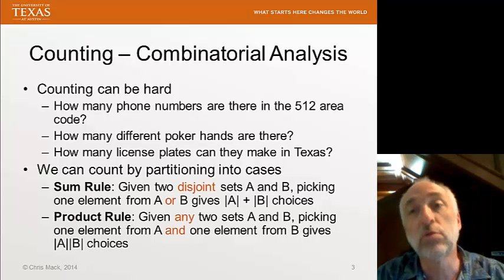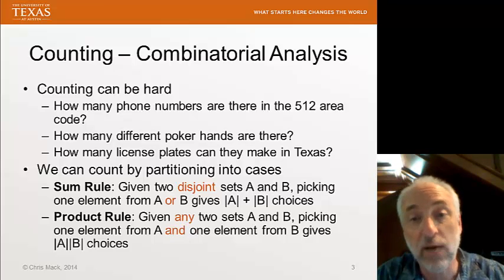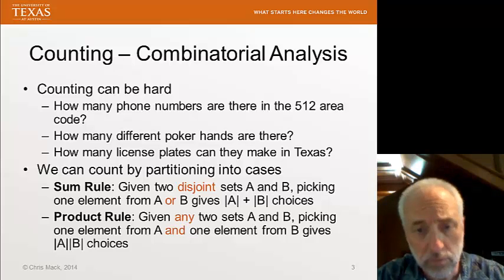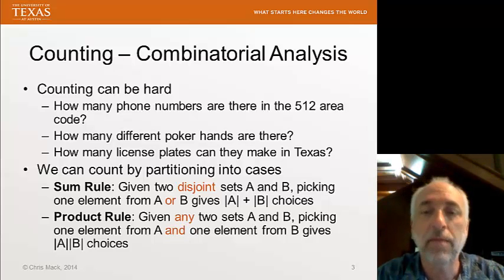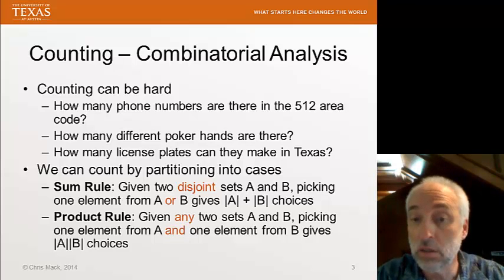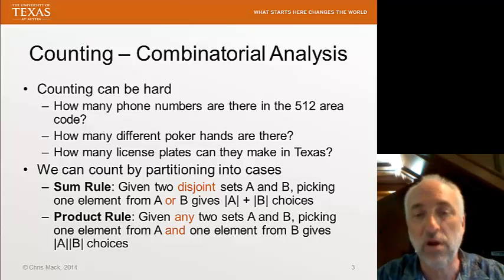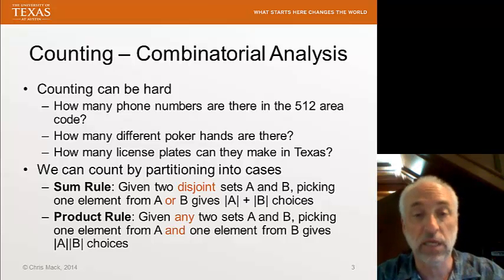We have some general rules that we can apply to counting problems, and the first rule is to count by partitioning. We partition into cases, and then we look at the number in each case. So, the sum rule. Suppose I have two disjoint sets, A and B, and I want to pick one element from A or one element from B. How many different choices are there? How many different ways are there to get a particular pick?